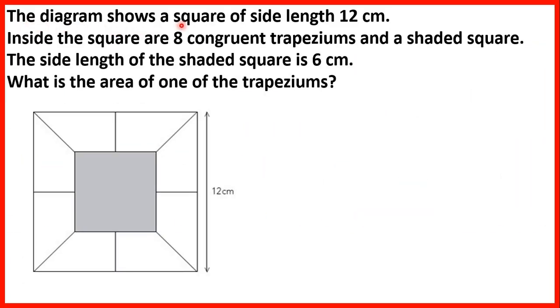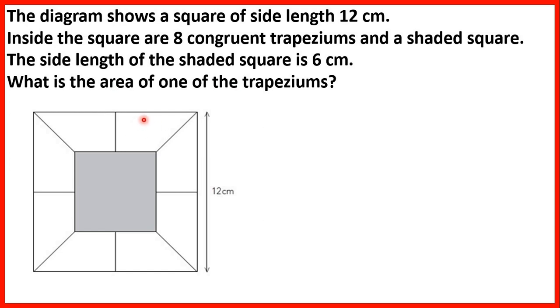The diagram shows a square of side length 12 centimeters. Inside the square are 8 congruent trapeziums and a shaded square. The side length of the shaded square is 6 centimeters. What is the area of one of the trapeziums? So the area is how much space a shape takes up.